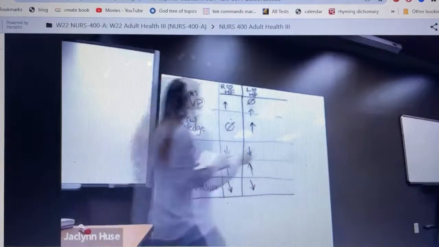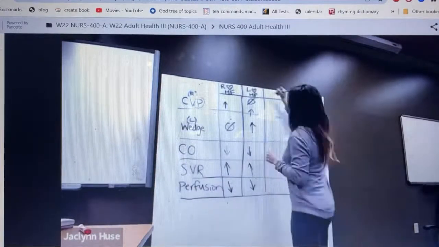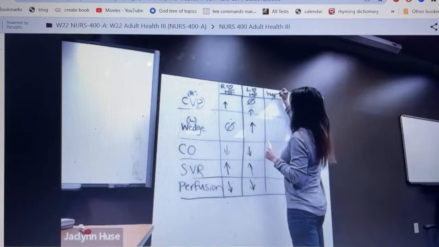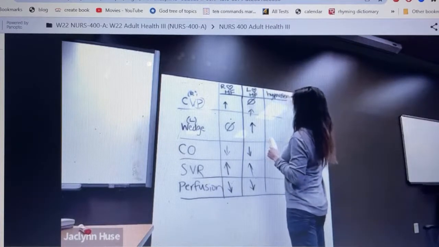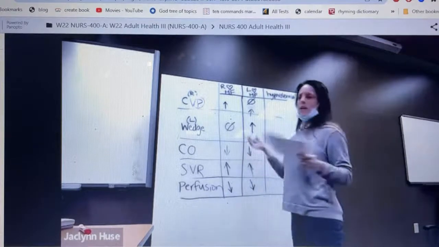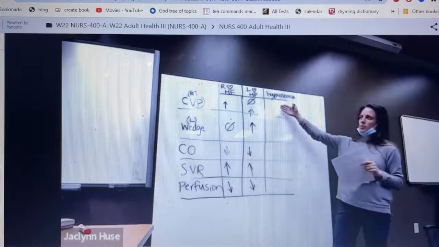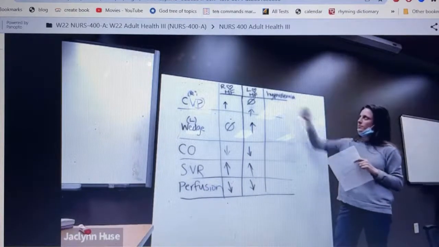All right, last one. Hypovolemia. And this really could go for pretty much shock in general, but they just had hypovolemia. What do you expect to see for right-sided pressure?